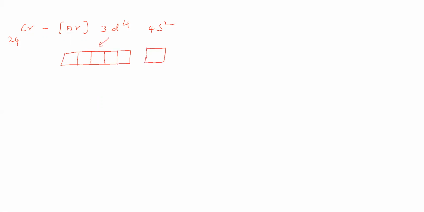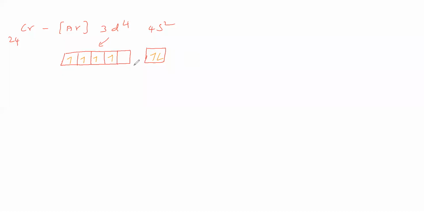Now we will write electrons. 3d has 4 electrons: first electron in the first orbital, second electron in the second orbital, third electron in the third orbital, fourth electron in the fourth orbital, singly filled with parallel spins in these degenerate orbitals as per Hund's rule. 4s has 2 electrons, one clockwise, another anti-clockwise, we have written.